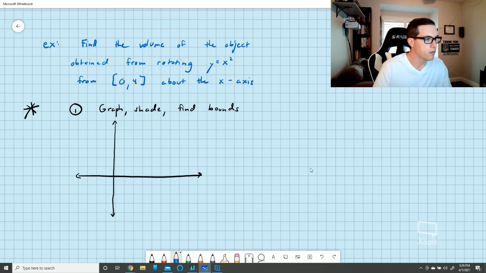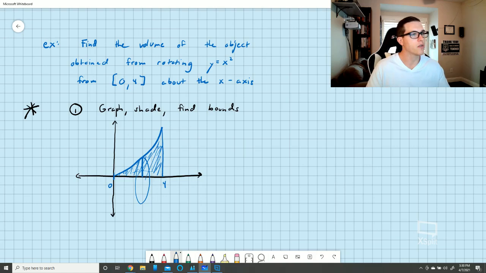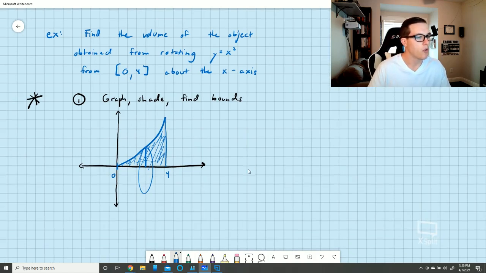So the graph looks something like this. Doesn't have to be perfect. And it goes from 0 to 4. Oops, let's do it this way. And then shade the correct way. So we're rotating, which I'll talk about in the next step, top to bottom, because we're rotating like this, just like we did on the last one. So we're rotating this whole region. So yeah, you can kind of shade this one, just to know that that's the region we are rotating. What do I mean by find the bounds? I mean from where you are starting to where you are stopping.